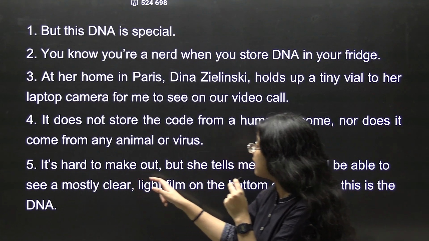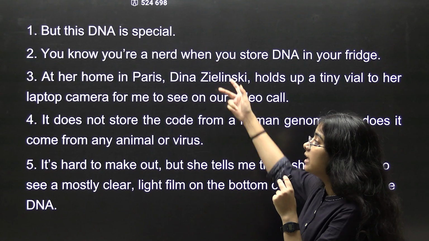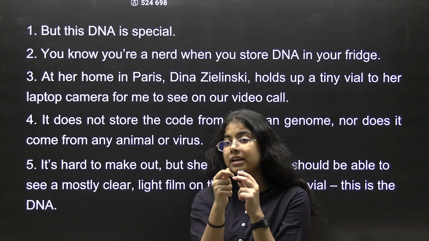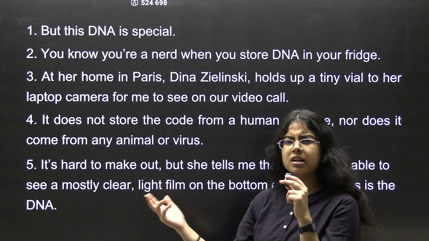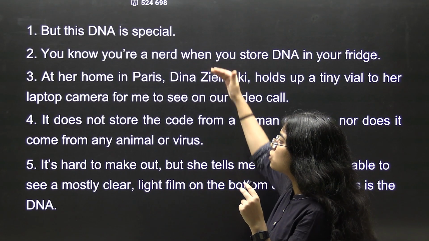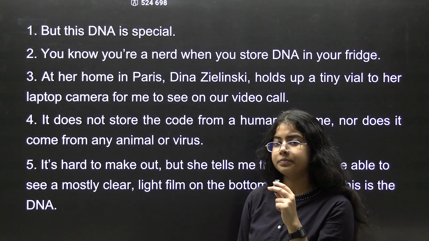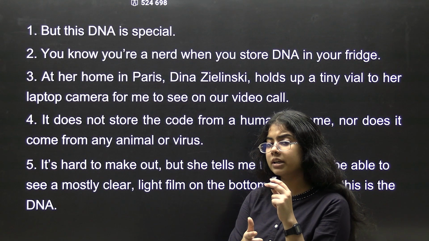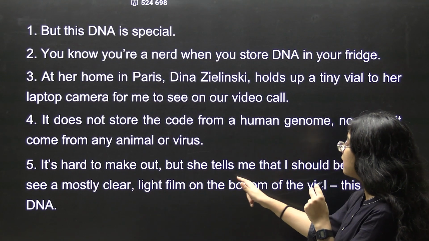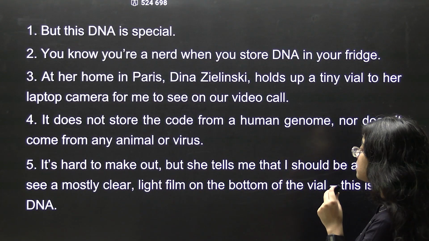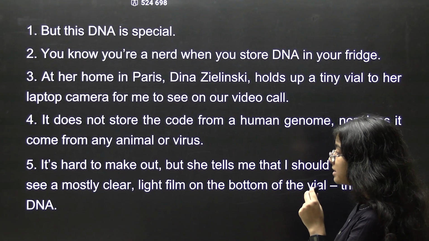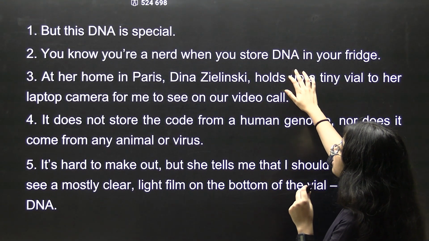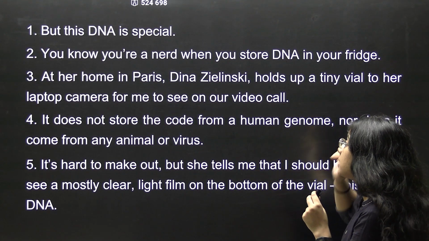It's hard to make out, but she tells me. Dina, after holding that vial, is telling something to her friend. So the whole story is running, and it's easy to solve. So it's 2, 3, and then comes 5. Agree or not? It's hard to make out, but she tells me that I should be able to see a mostly clear light film on the bottom of the vial. This is the DNA. So 2, 3, 5.